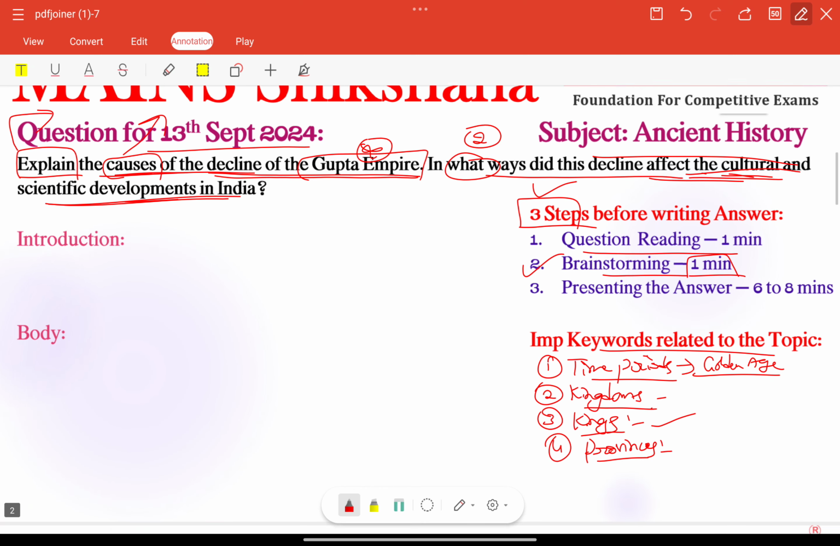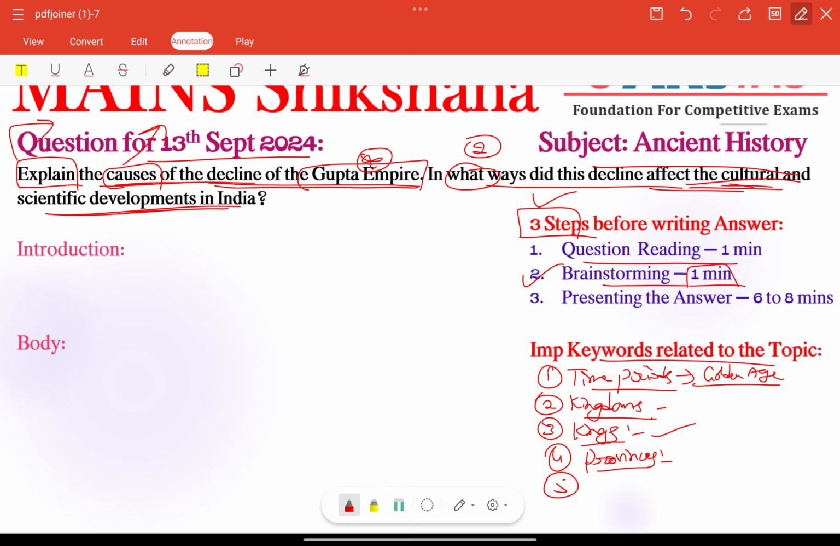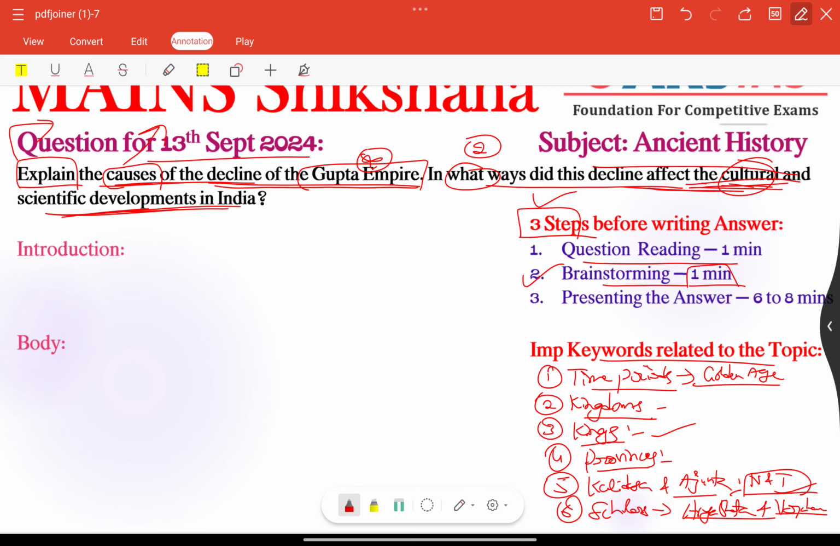For example, we have art and culture issues. The question has mentioned in the second part cultural and scientific developments, so related to cultural aspects we need to include art and culture, for example Kalidasa and the Ajanta caves, very important. Or otherwise cultural centers, we have Nalanda, Takshashila and Vikramshila. Other than these, there are scholars regarding our scientific developments, Aryabhatta and Varahamihira, very important. All these keywords need to be included in our answer.